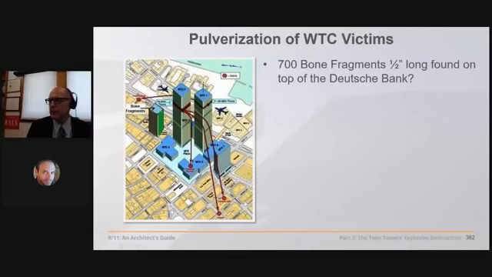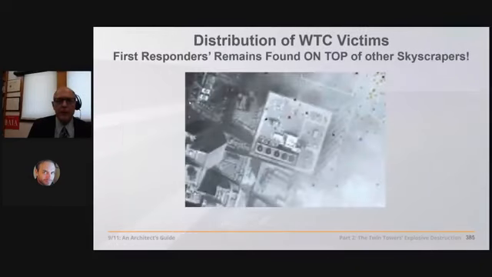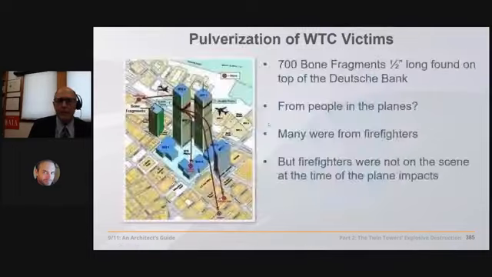Well, they didn't come from the people in this airplane because those ejections were sent out this way. They didn't come from the people from this airplane that hit the North Tower because those ejections were blocked from the Deutsche Bank building by the South Tower. Many of these were from the firefighters, as you can see by the red, the bone fragments seen in red there, are the firefighters. And the firefighters weren't even on the scene at the time of the plane impacts, of course.